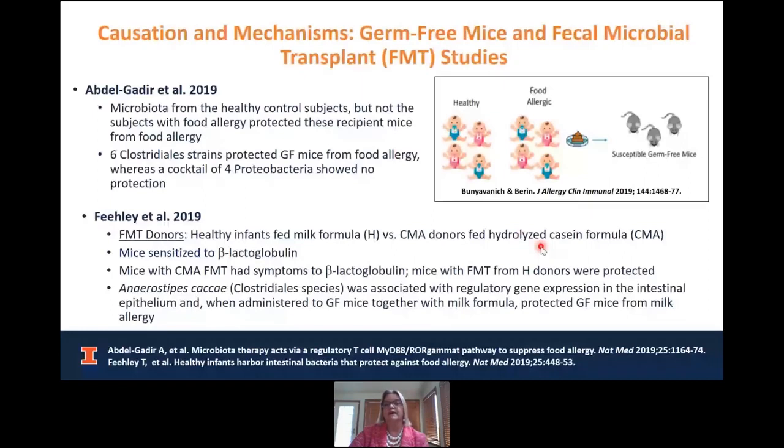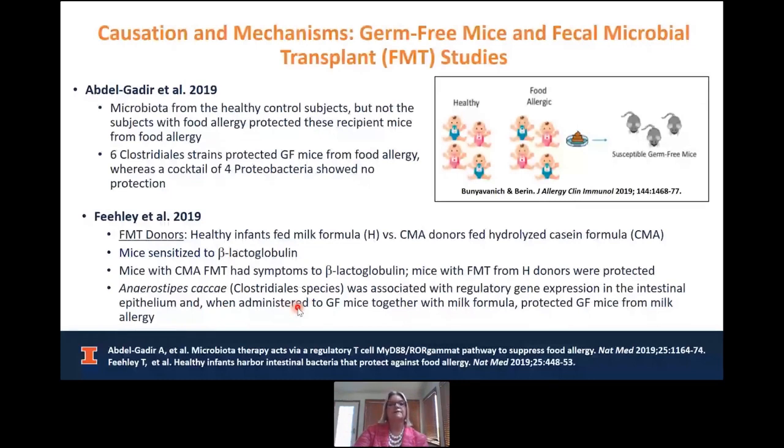She reasoned that they were likely being fed different formulas. They were put into the mice, and then sensitized with beta-lactoglobulin. The mice with the cow milk allergy transplant had symptoms to the lactoglobulin, but those who had the healthy donors did not. So it was really showing that this cow milk allergy microbiome was carrying that phenotype. And then they were able to directly identify Anaerostipes caccae, again a Clostridial species, which they showed induced regulatory genes.